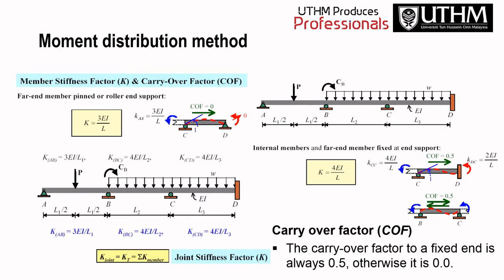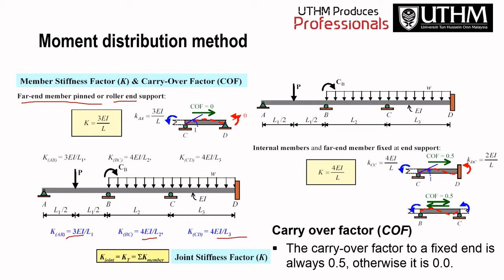Okay, so for the stiffness and also the carryover factor, for a far end member that is a pin or roller support, K equals 3EI over L. Okay, and then for this, you can see that this is an example. So this is a far end member pin or roller support. So here is 3EI over L1, this is 4EI over L2, this is 4EI over L3.